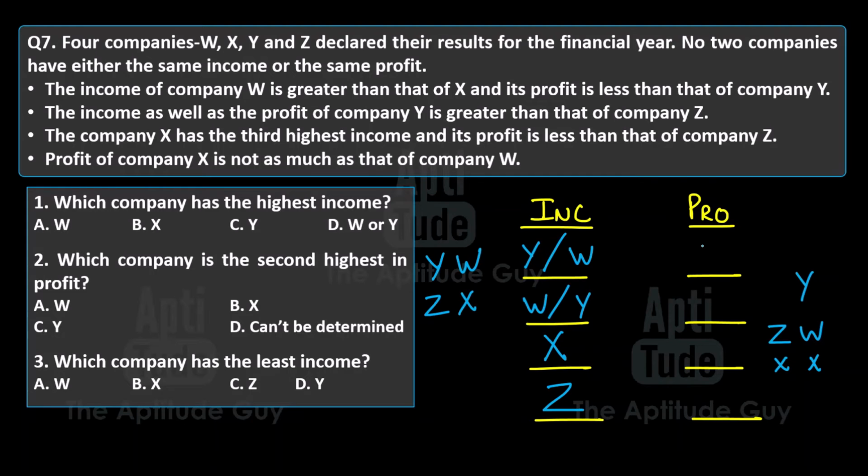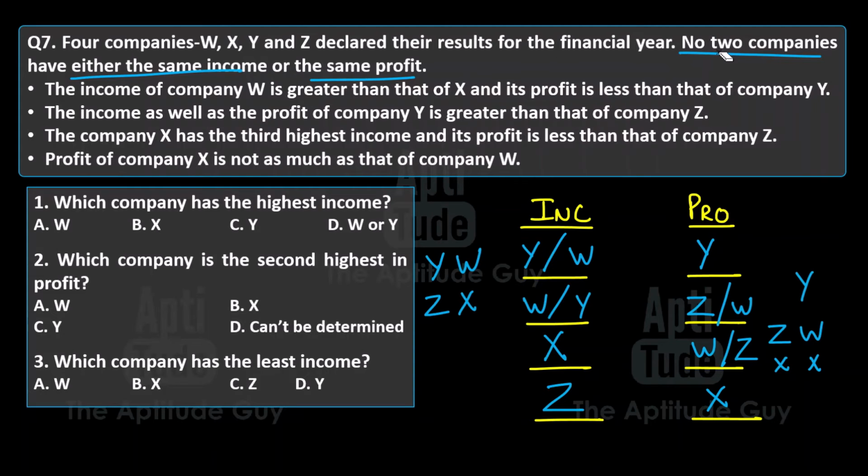So the highest profit is of course Y. The lowest profit is of course X. And in the middle we either have ZW or WZ. This is the data. Now, some people, what they do is they read this line. No two companies have either the same income or the same profit. They read this line and then they think that since Y is in the beginning over here, Y is the first in profit, then Y cannot be the first in income. That is why they think that it should be WY, not YW.